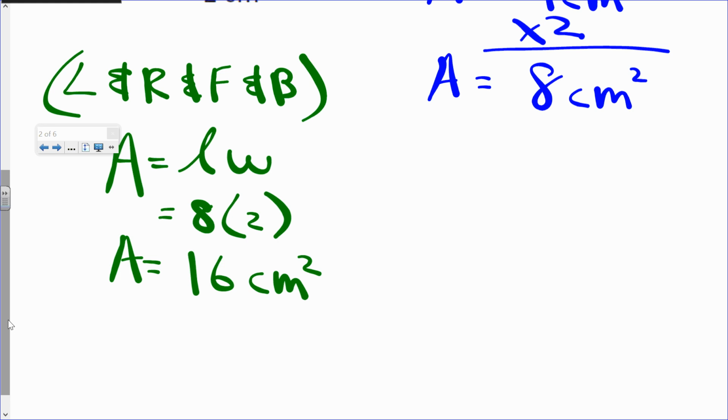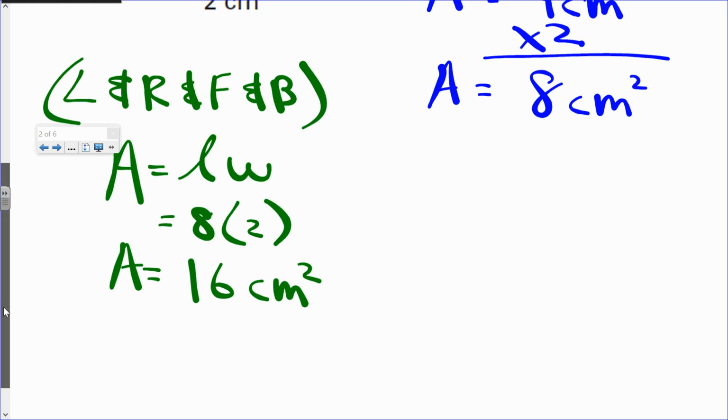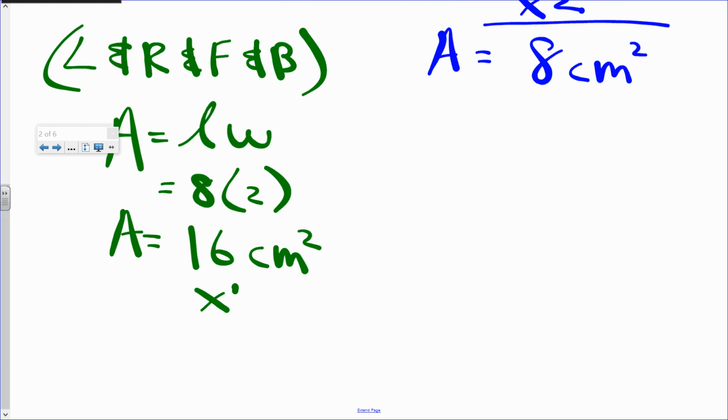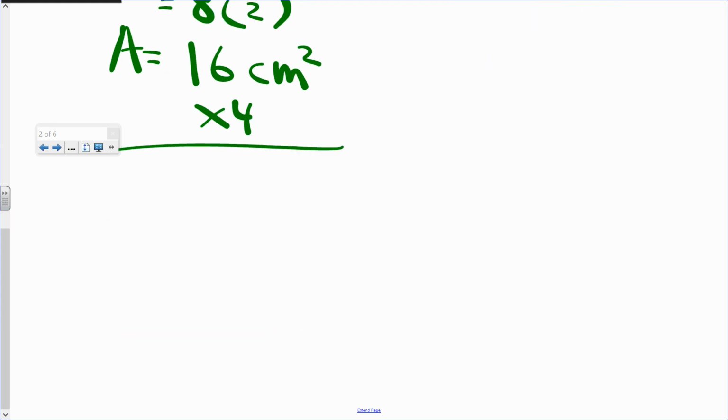But how many rectangles are there? There's 4 of them that are 16 square centimeters, right? Isn't there 4? You see them right there. So I'm going to multiply this by 4. 16 times 4, I have no clue. I'm just a math teacher. How am I supposed to know that? 16 times 4, I want to say 64 square centimeters.